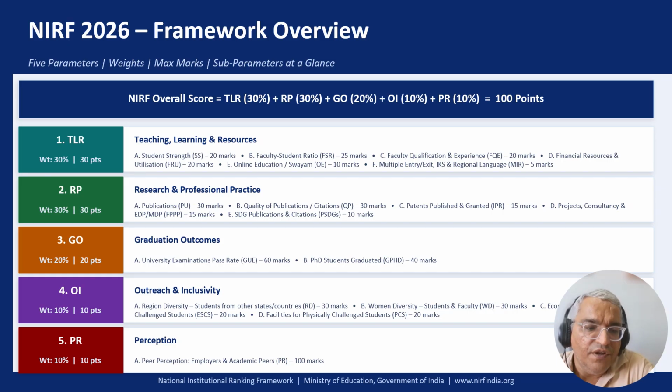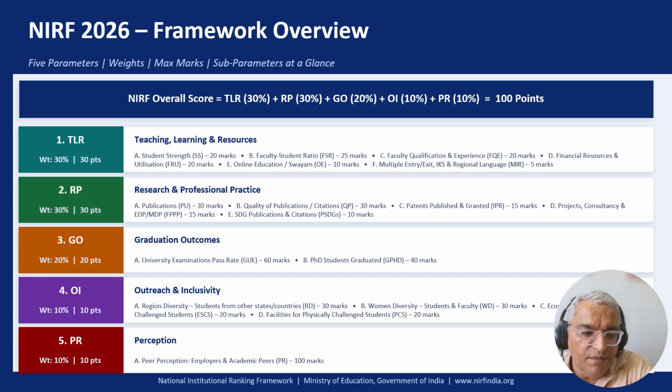Like if we see here, TLR is 100 marks, so this 100 into a weightage of 0.3, we will get out of 30 marks how much TLR we are scoring. For research and professional practice, if we see these parameters 30 plus 30, 60, 75, 90, this is 100 marks. Again, the weightage is 30%. So this 100 into 0.3, we convert it into out of 30 points.